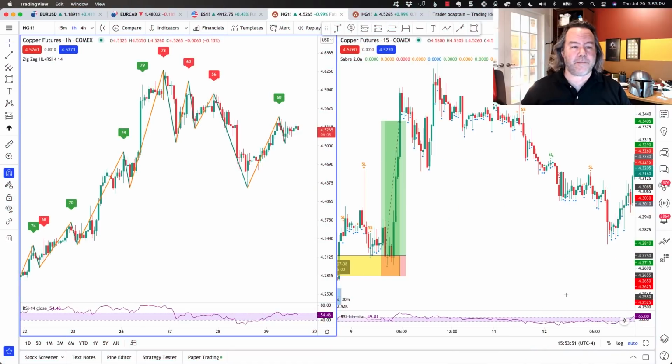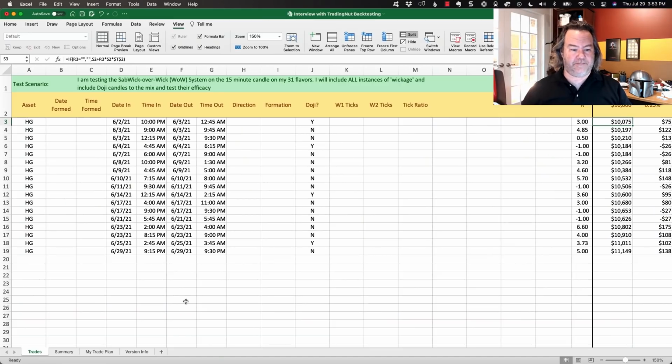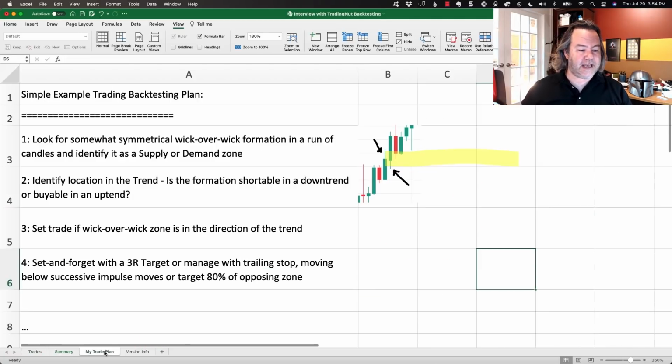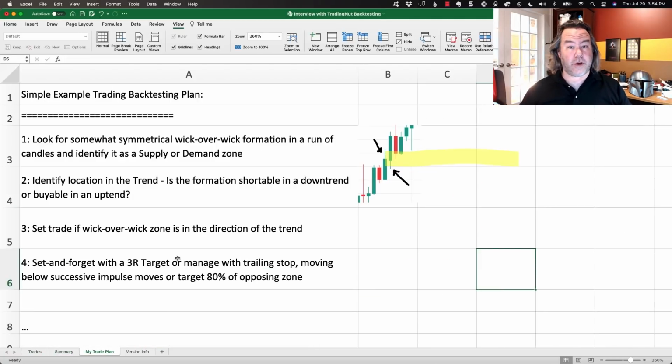So the first thing you need to do to backtest a trading plan is to, number one, have a trading plan. And in my spreadsheet that I have here, I actually have a sample trade plan that we're going to take a look at. And it's very simple. I'm not recommending this as a trade plan for anyone to follow.